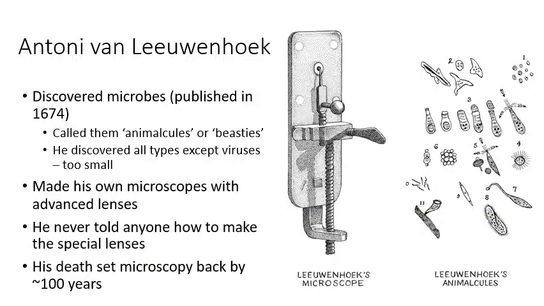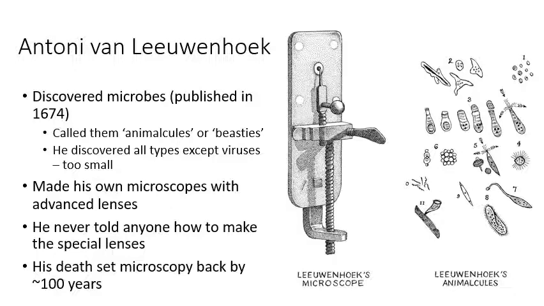The next major contributor to cell theory was Antoni van Leeuwenhoek, who's actually the man responsible for discovering microbes. A microbe is any organism that's too small to be seen with the naked eye, so you have to see it by looking at it in a microscope. He actually published his discovery in 1674, so before that time no one knew that there was such thing as organisms that you can't see with the eye. He didn't call them microbes or microorganisms, he called them animalcules or beasties. And he could tell they were alive because he saw them moving around in his microscope.